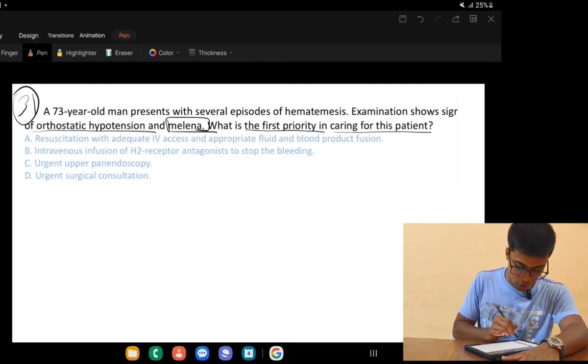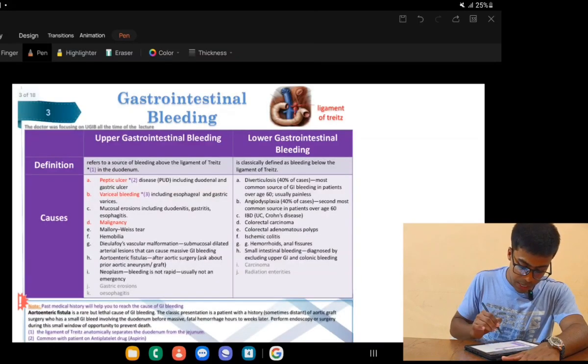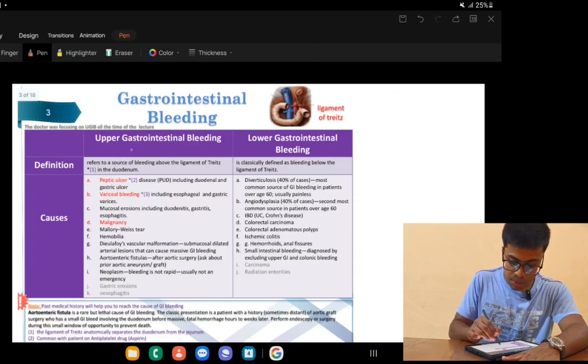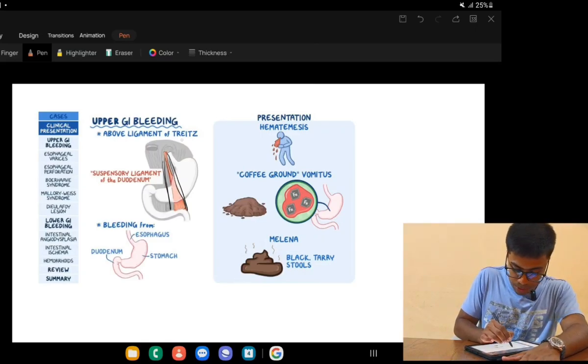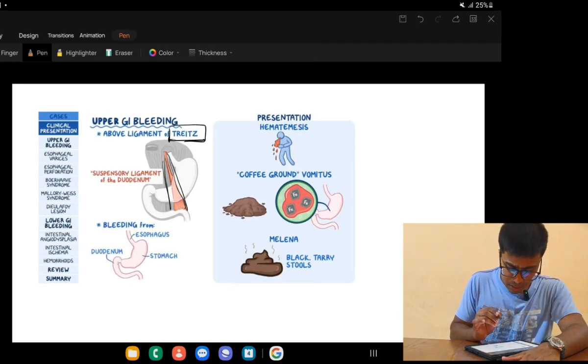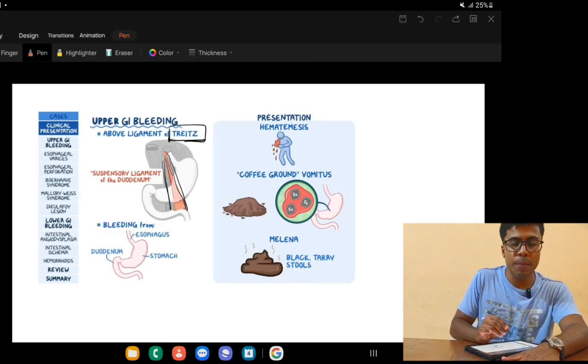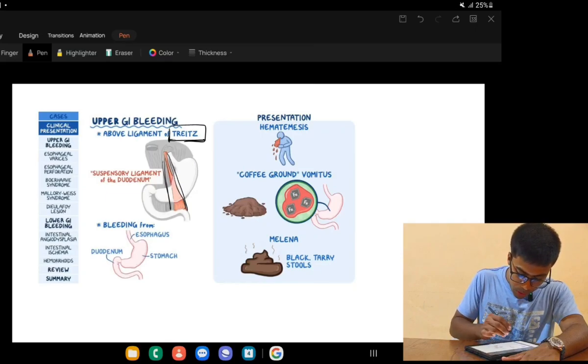Before moving on to this question, you should know the basics, that is gastrointestinal bleeding: upper GI bleed and lower GI bleed. So we have this line. There is the ligament of Treitz, the suspensory ligament of the duodenum.